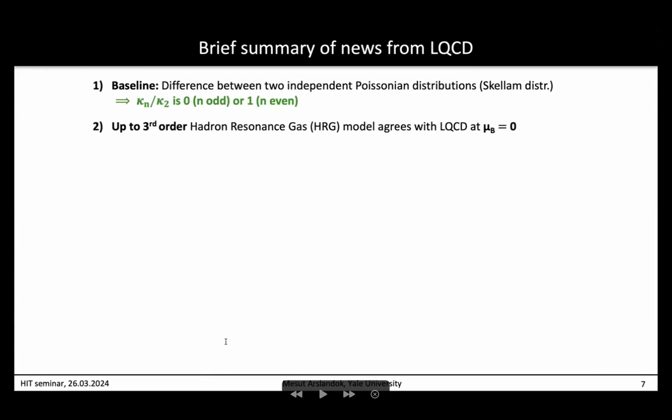And then what we also know, for example, let's establish a baseline and some news from lattice QCD. First of all, our baseline is going to be either 0 or 1 with respect to a distribution which is like a Poissonian distribution, the so-called Skellam. Which means that if there is no physics, then if I look at this ratio, I will get 0 or 1. And that's why it's very simple to interpret. And up to third order cumulants, what we know from lattice QCD calculations is that we should not see any deviation from the hadron resonance gas model close to mu b zero. This is what we know.